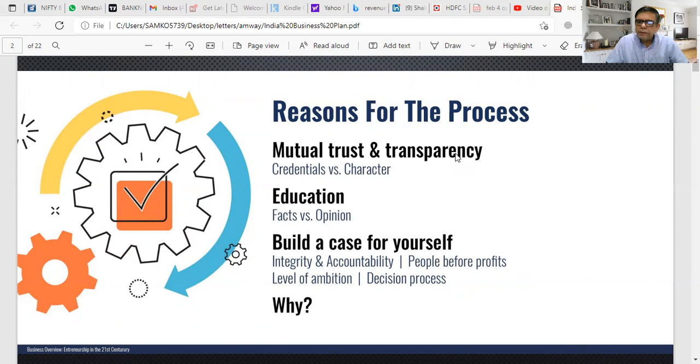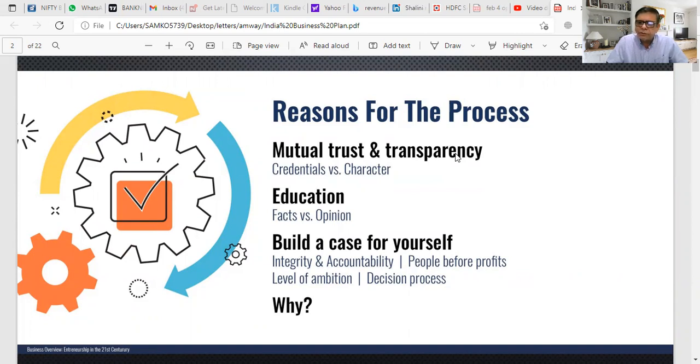Now, many times it happens that when you go for a job, they see your CV, which basically tells your credentials. In our business, we don't look at the CV. We want to know the character of a person. And that is evident by whether they honor what they say they will do, and whether they are straightforward, honest, hardworking. These are the traits we look at in the selection process.